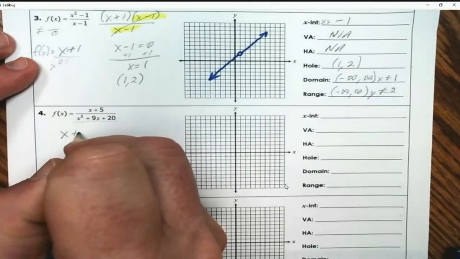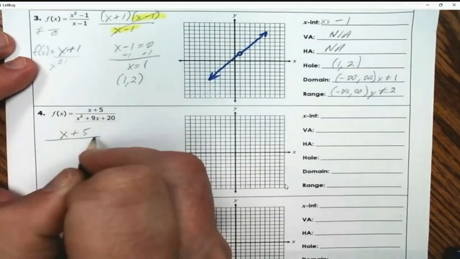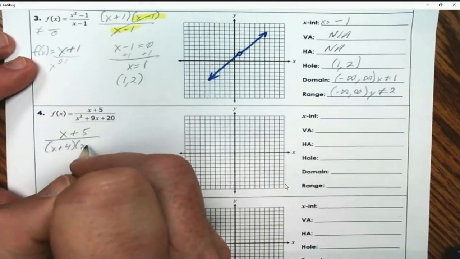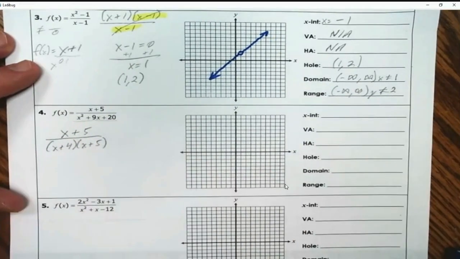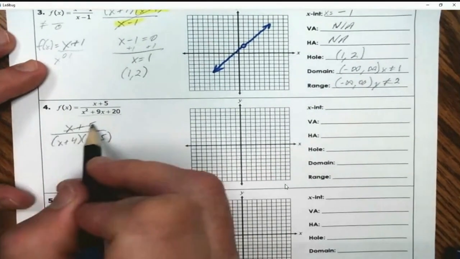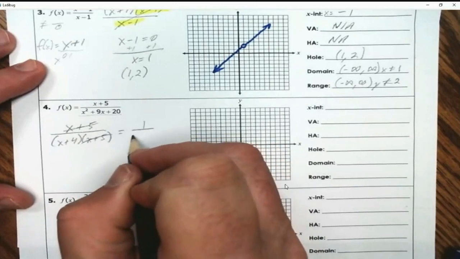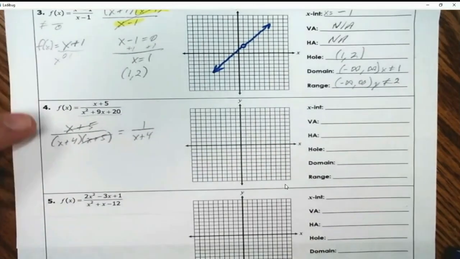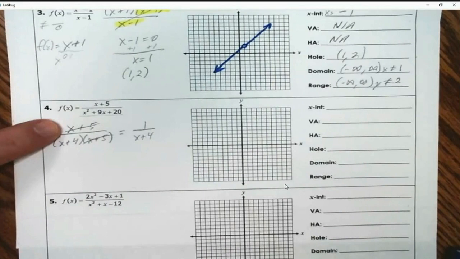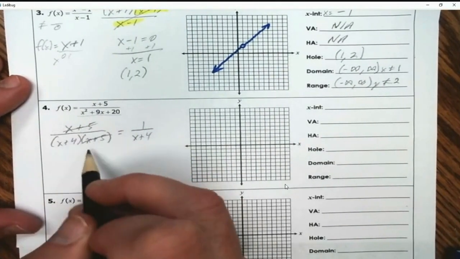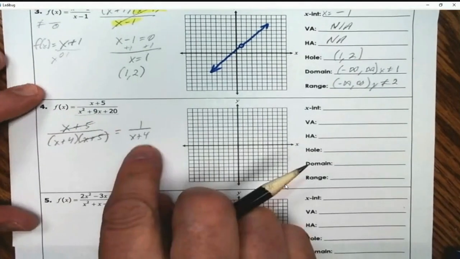So this is the same as x plus 5 over x plus 4 times x plus 5. Right, so these cancel out. So it's just 1 over x plus 4. Remember, when it cancels out on top, everything's gone. It's just a 1 because this simplifies to 1. It's just 1 over x plus 4.